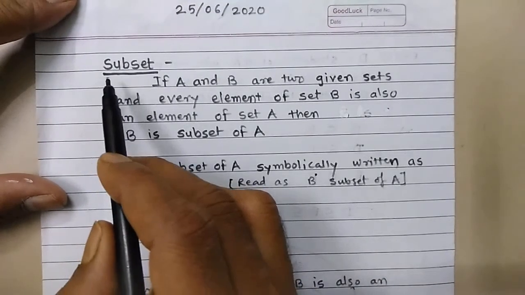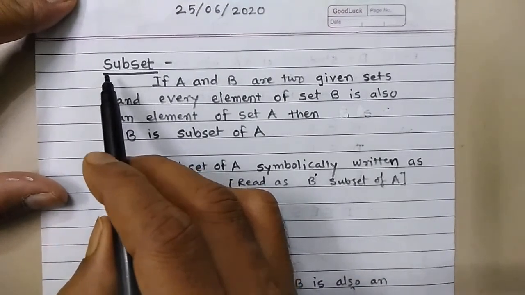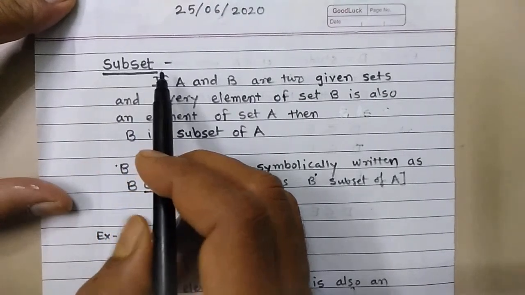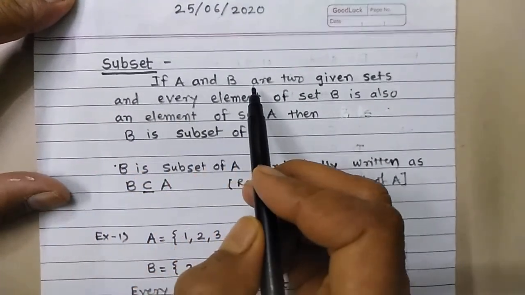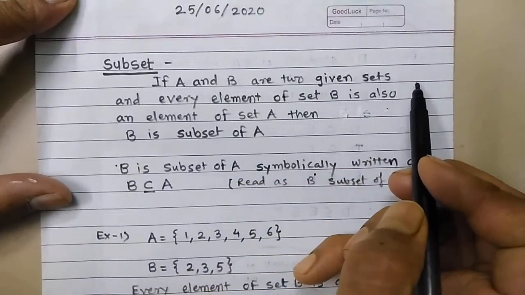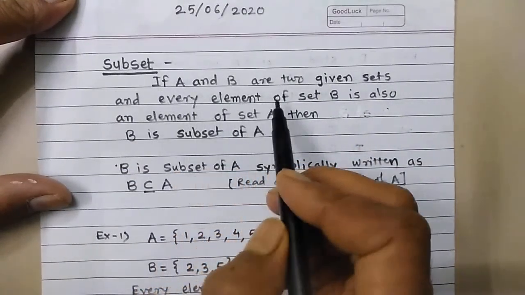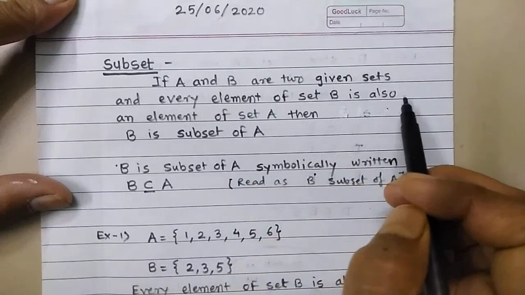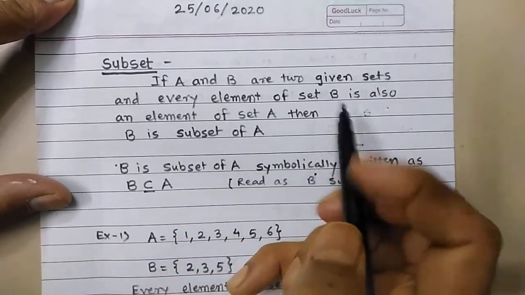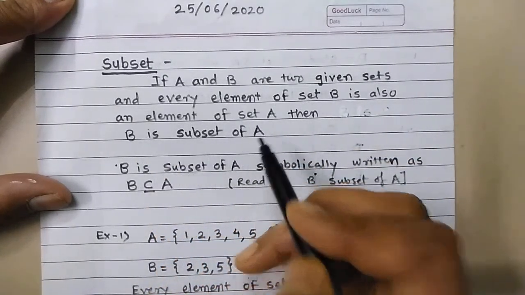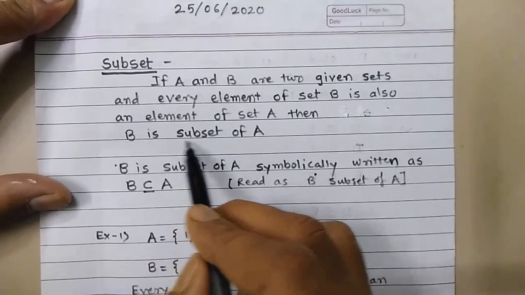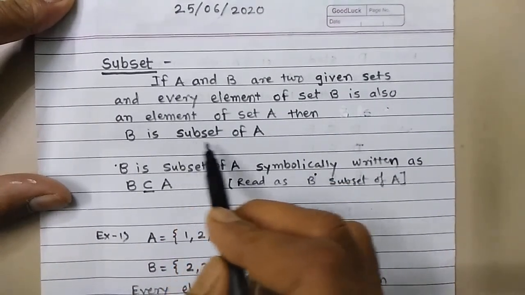Students, today we are learning the definition of the subset. If A and B are two given sets and every element of set B is also an element of set A, then B is subset of A. Now we learn the word subset.